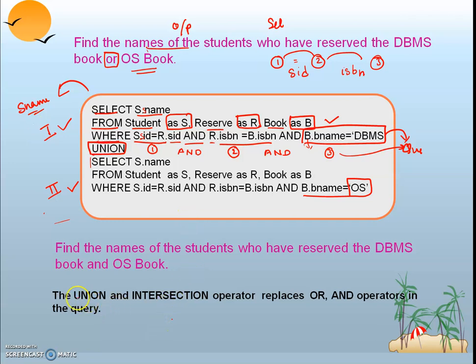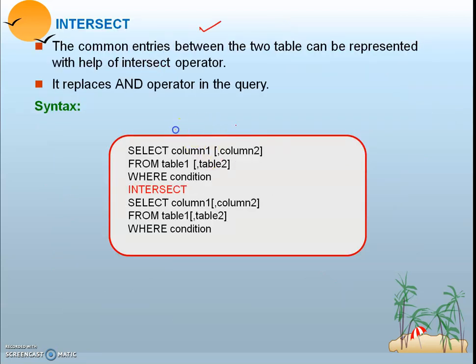Okay. So now look into the last sentence. The union and intersection operators replace OR and AND operators. So that's what we have seen now, isn't it? So let's try to see the intersection operator. Once this concept of the union operator and the example is clear, we can deal with the other operators very easily. Let's try to see the intersection operator.